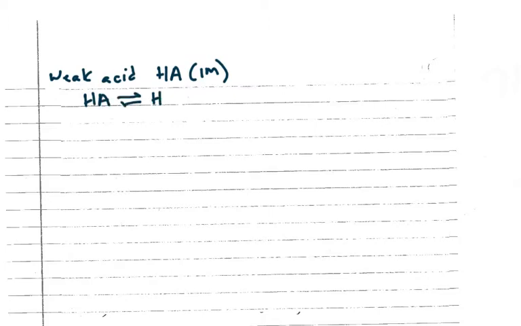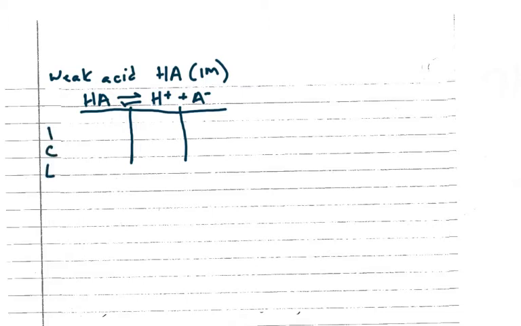So let's say we have a generic weak acid, HA, and we have 1 molar as the concentration of HA. So the first thing we'll do with an equilibrium problem is we need to write out the equilibrium equation. So this acid, HA, is going to dissociate partially into H plus and A minus, and then we're going to turn this equation into an icebox.